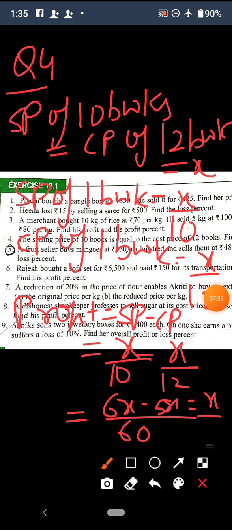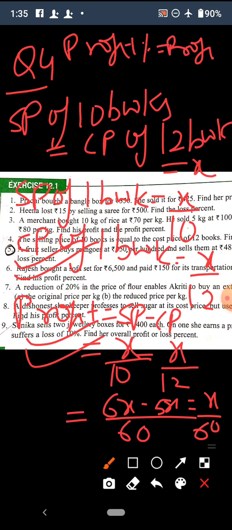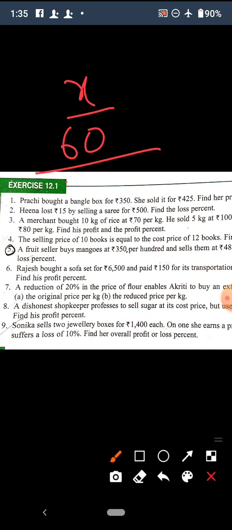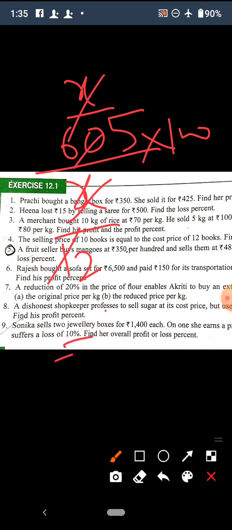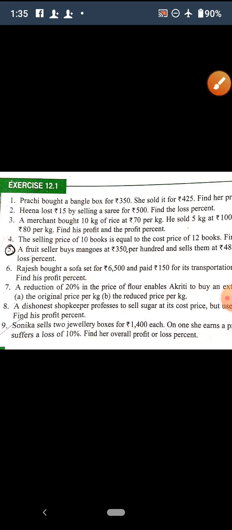Now you have to calculate profit percentage. So profit upon CP. How will you find out the profit percentage? Profit upon CP into 100. So what is profit? Profit is X by 60. X by 60 upon X by 12 into 100. Cancel it. 12 fives are 60. 100 upon 5, that is 20%. In this manner you will do question number 4. You have to find out the profit percentage. After this, question number 5.